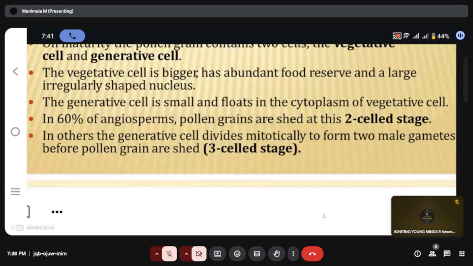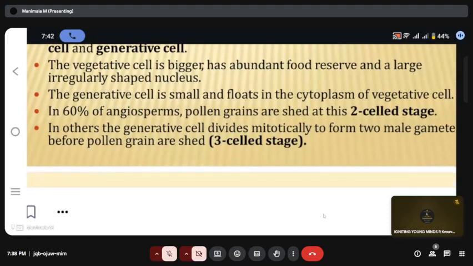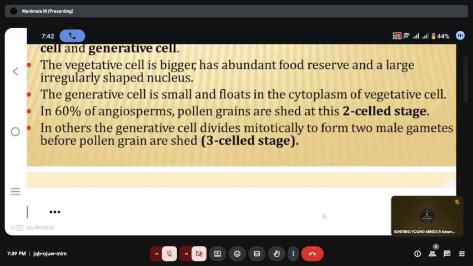In nearly 60% of angiosperms, the pollen grains are shed at the two-cell stage, when they reach the stigma. The two cells are the vegetative cell and the generative cell. In others, the generative cell divides mitotically to form two male gametes before the pollen grains are shed. In angiosperms it is mostly the two-cell stage.